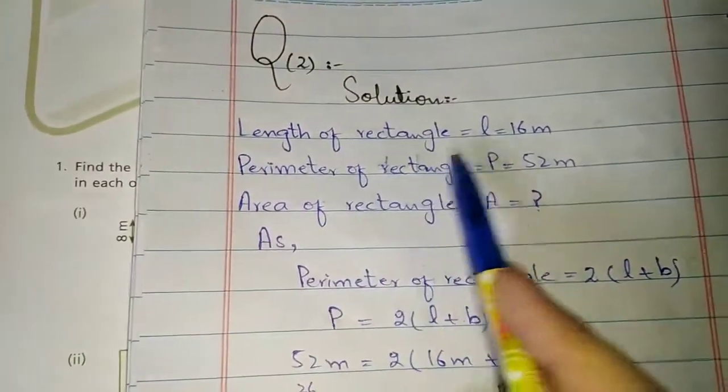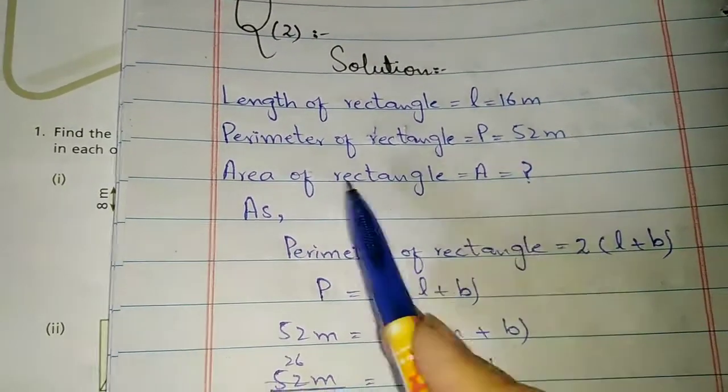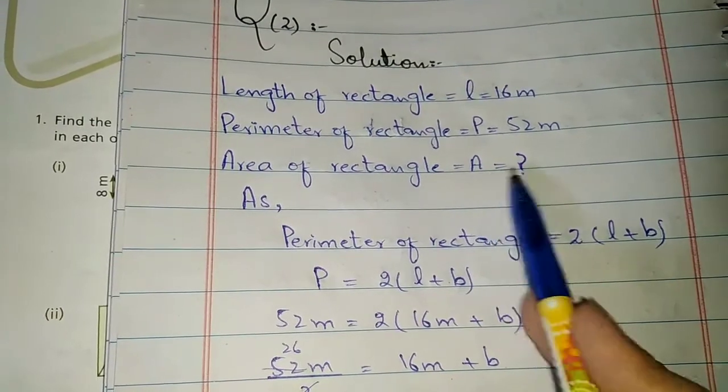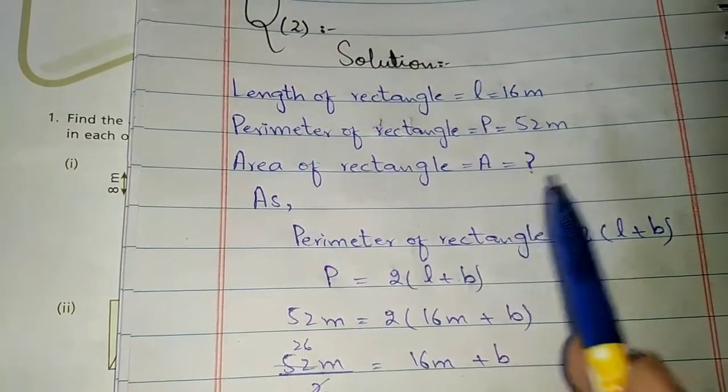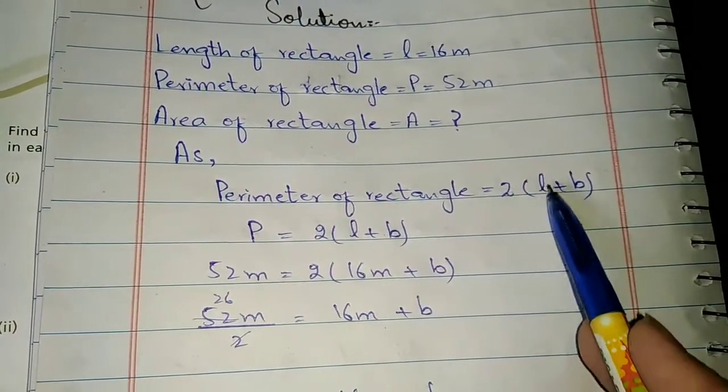So the length of the rectangle, L, is equal to 16 meter, given in the question. The perimeter of the rectangle, 52 meter, is given. We have to find the area of the rectangle, which is equal to length multiplied by breadth. Length is given. First of all, we have to find the breadth. As we know, the perimeter of a rectangle is 2 into length plus breadth.